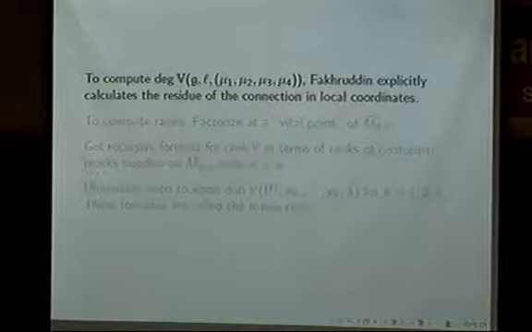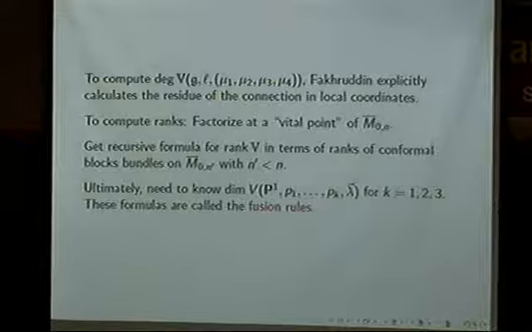And now you need to know how to compute ranks. And here again, I think the most efficient way to approach things is through factorization. So you can factorize at what Kiel would call a vital point of M0 n bar. So again, this is just a curve whose dual graph is a trivalent tree. And what that'll give you is a recursive formula for the ranks of these vector bundles in terms of ranks of conformal blocks bundles on M0 n prime, where you have a smaller number of marked points. Okay, and so you can factorize, factorize, factorize.